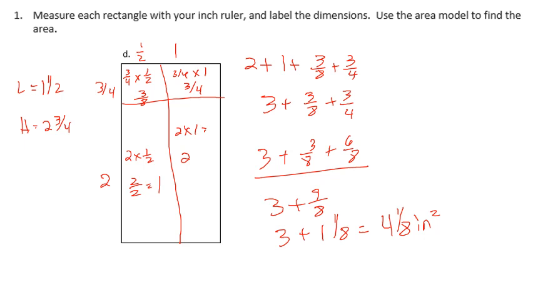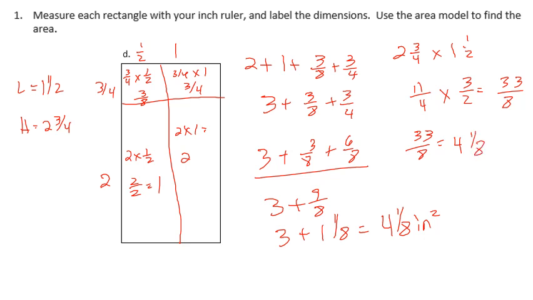Let's double check it with a second strategy. So we had 2 3/4 times 1.5. So this becomes 11/4, because 2 times 4 is 8 and 3 is 11, times 3/2, which equals 33/8. Now 33/8, I know 8 times 4 is 32, and there's 1/8, so it checks.